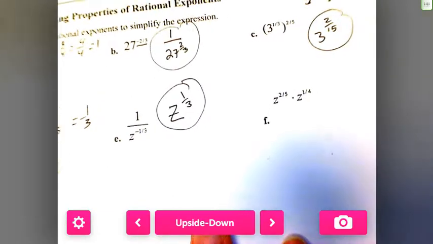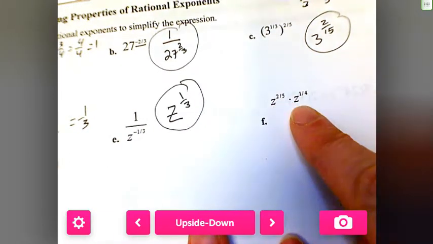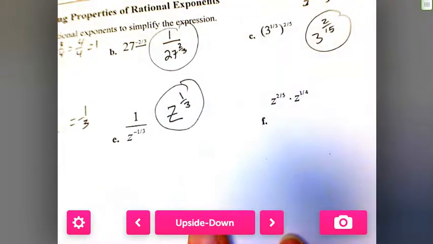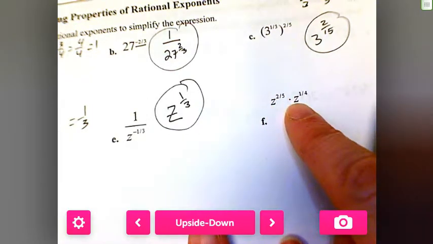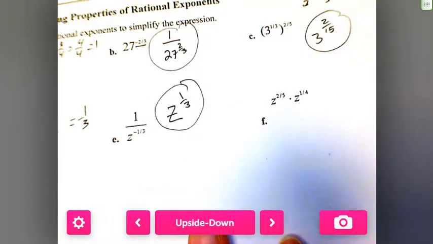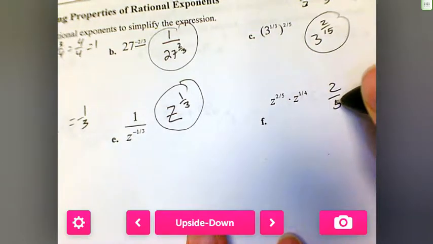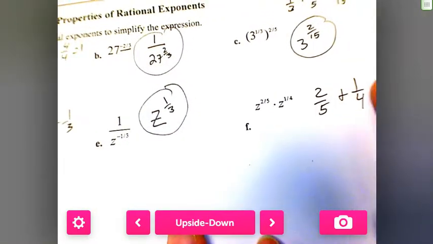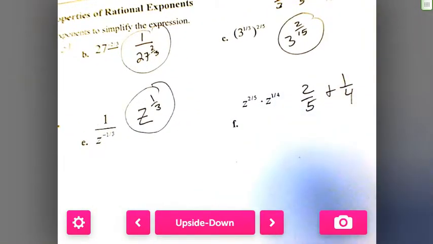Okay. F, we've got z to the 2/5 times z to the 1/4. So I know I want to add them, right? Because that's my rule. But 2/5 plus 1/4 I can't do, right? Because the bottoms are not the same. Yep. Okay, so we need to change that.